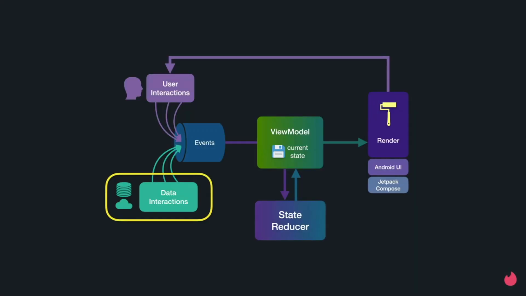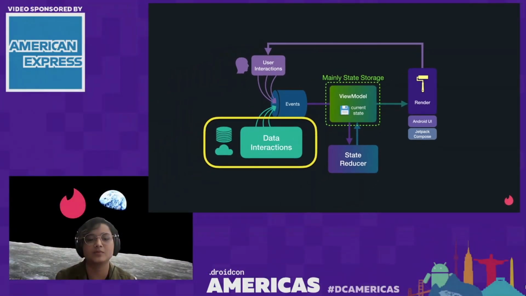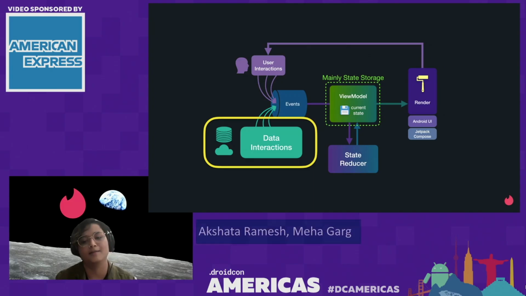But what about data layer interactions involving persistence, involving network? Where would those really fit in? Right now, the view model is resembling just a store for current state, and perhaps we'd want to keep it that way and avoid giving it any more responsibilities. In order to do that, though, we'd have to avoid directly connecting the view model to the data layer.